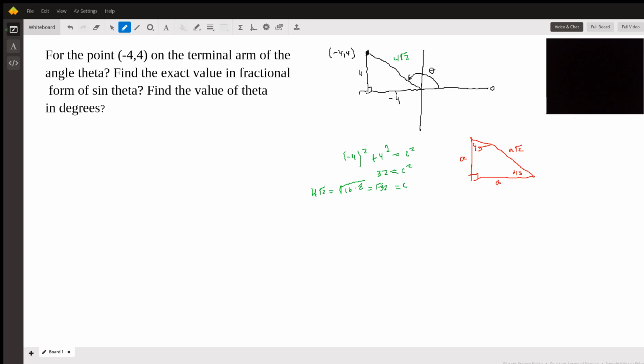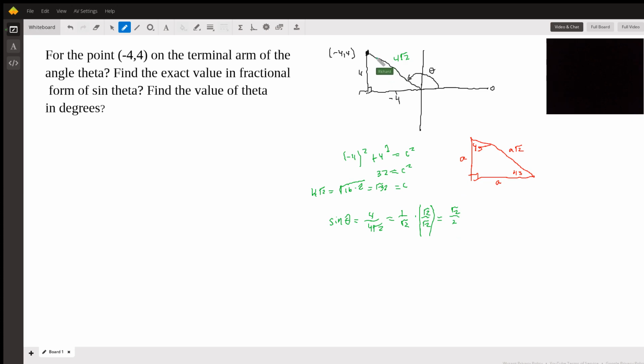And so now we're pretty much done. We just have to find the sine. So the sine of theta, and here we're going to use SOHCAHTOA, so it would be opposite over hypotenuse. So it'd be 4 over 4 root 2, which is going to be 1 over root 2. And we have to get rid of that radical in the denominator, so we're going to multiply by root 2 over root 2, and we're left with root 2 over 2, and that's our answer.